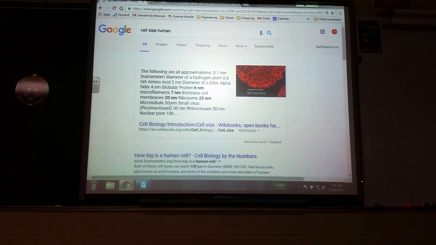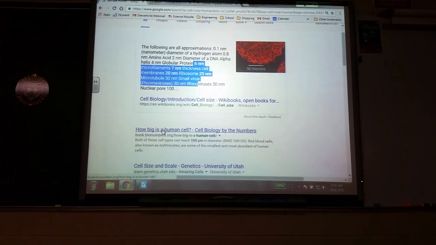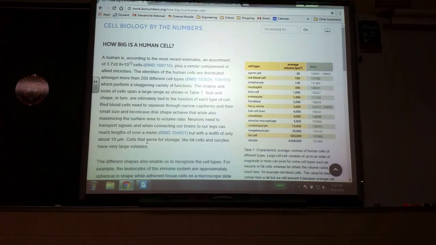So most are actually even a fair bit smaller than this. So viruses are, these are nanometers, so this would be 1/1,000,000,000th. So if you took one of these micrometers and cut it up into 1,000, then you'd have nanometers. But those cell types, so we're going to see a couple different cell types. So viruses tend to be very, very small.